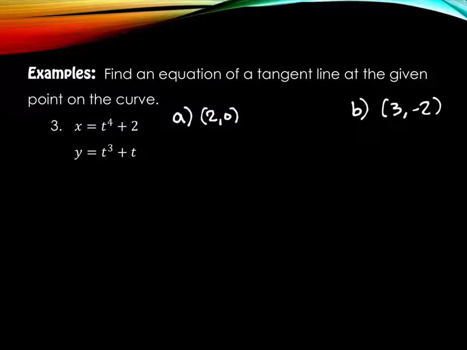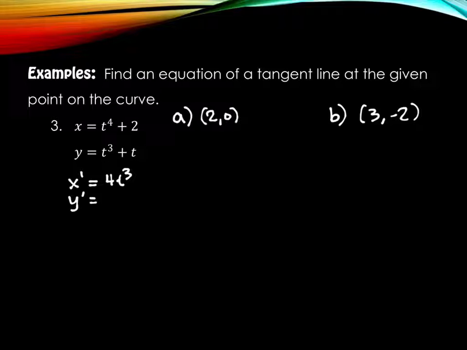Now, the first problem that we did told us a t value. This problem doesn't give us a t value. What's it giving us? The x and the y values. So we actually need to figure out what the t value is to make this work. Before we get there, this is all about slope. We find slope by taking derivatives, so let's do that. What's the derivative of x? So what is x prime? 4t cubed. And y prime? 3t squared plus 1. And then dy dx?